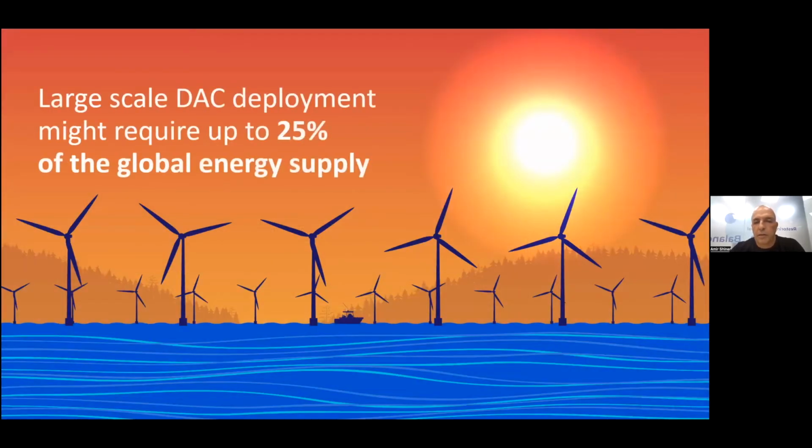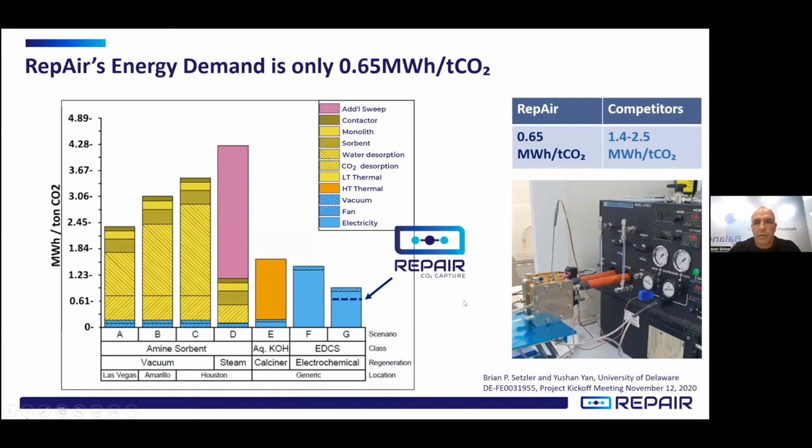However, what we realize is that for the deployment of the conventional direct air capture technologies at scale, there will be a requirement of huge amounts of energy, and this might inhibit or limit the deployment that is so much needed globally. And this is exactly where RepAir comes into play. We at RepAir have been developing a technology that requires only a fraction of the energy that is required by other more established direct air capture technologies, with around 0.65 megawatt-hour per ton of CO2 captured, compared to around 2 megawatt-hour per ton CO2 captured by the more conventional technologies.